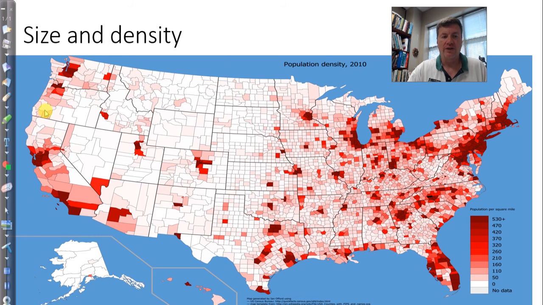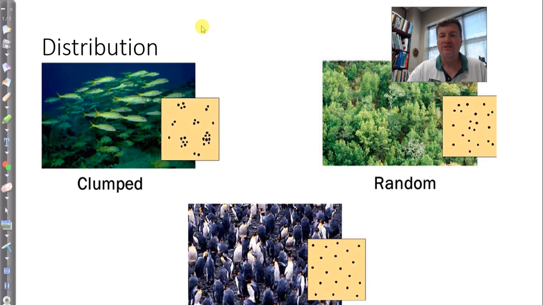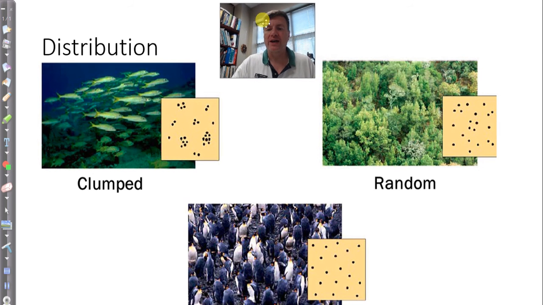Another thing we want to consider then is how they're distributed. If you could look at a population, look at its individuals, how are they spread out in the area they're in? So here we have the three basic patterns.